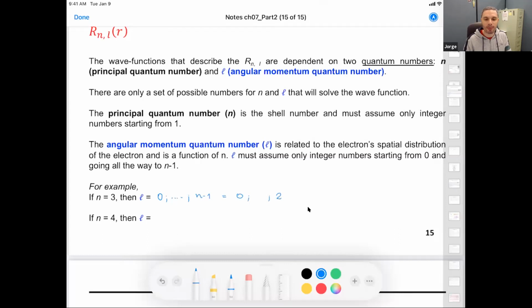If there is a gap between 0 and the max value, we need to add 1 unit until we reach the max value. Let's start here from 0. Let's add a unit, 1. The next unit will yield the max value. Therefore, for N equals 3, there are only 3 possible values for L that will satisfy the Schrodinger equation. And those values are 0, 1, and 2.